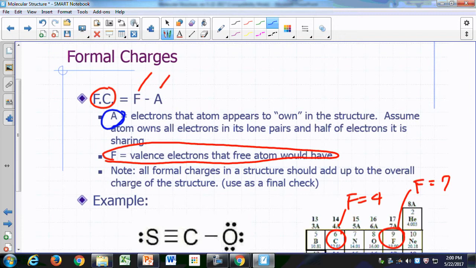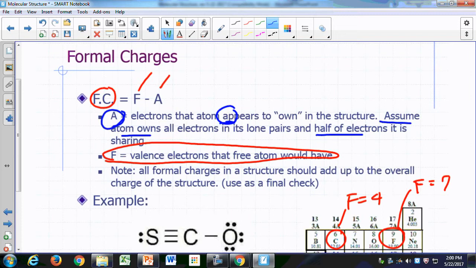A is the apparent number of valence electrons that the atom owns in the structure. So it's the number of electrons that the atom appears to own. That's why I'm using the letter A there. For the purposes of calculating formal charges, we assume that an atom owns all the electrons in its lone pairs, but only half of the electrons that it is sharing.